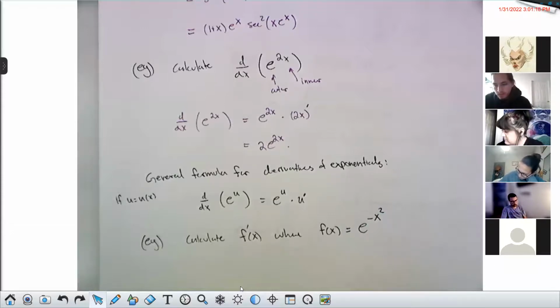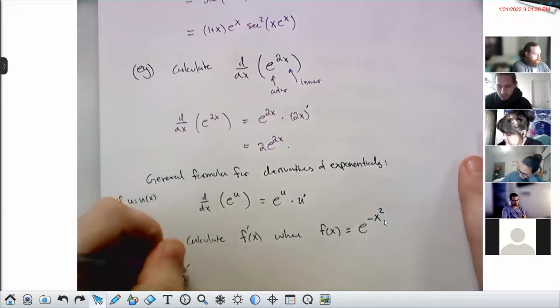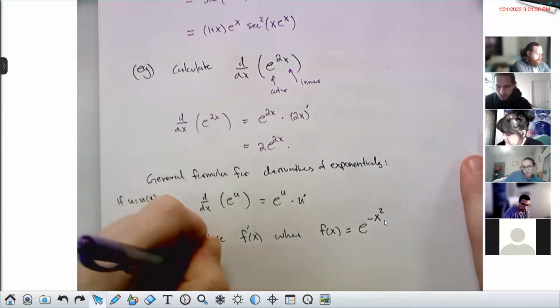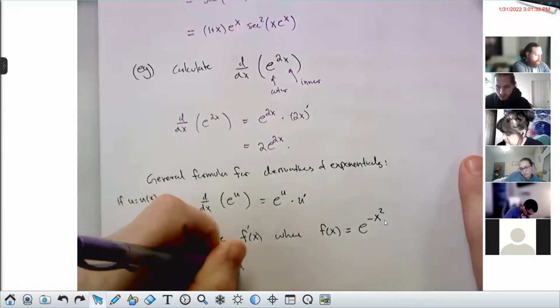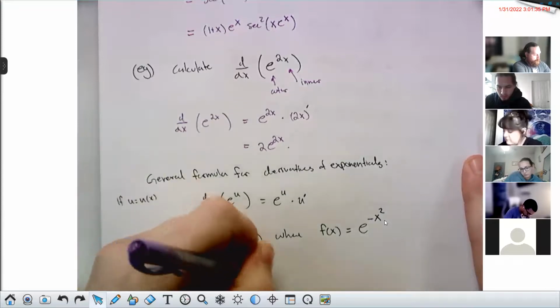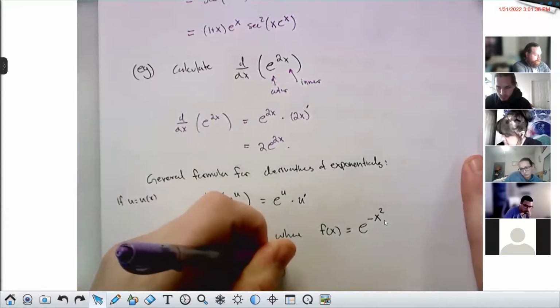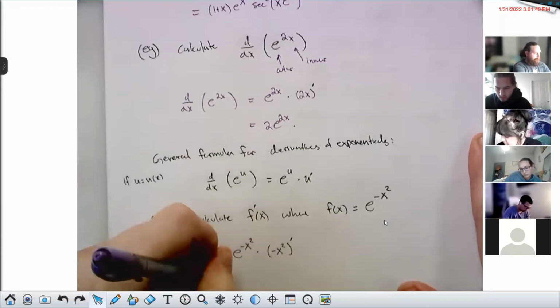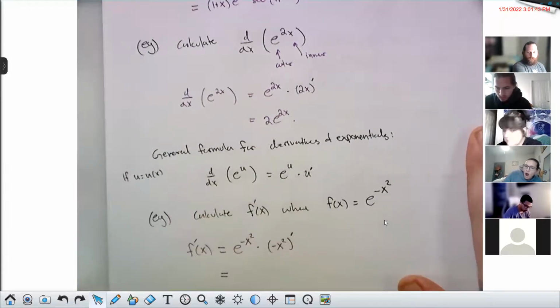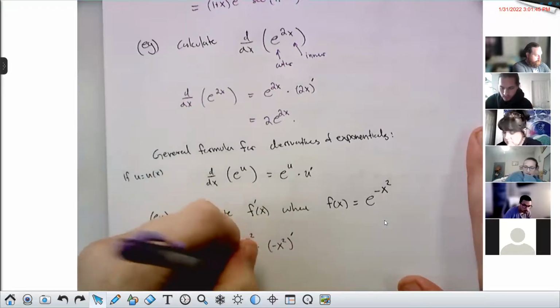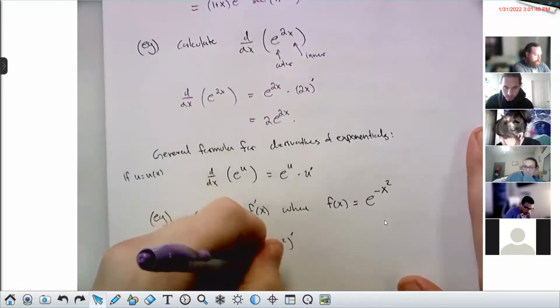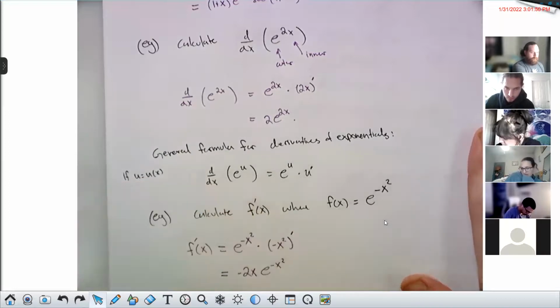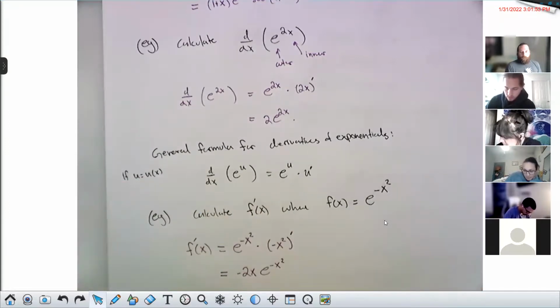This means that when I go to differentiate this, I'm thinking of u as being like negative x squared. So by the chain rule, the derivative here would be e to the u, e to the negative x squared times u primed, the derivative of negative x squared. Since the derivative of negative x squared is negative 2x, you get negative 2x times e to the negative x squared. Again, moving the polynomial piece out front where it looks better.